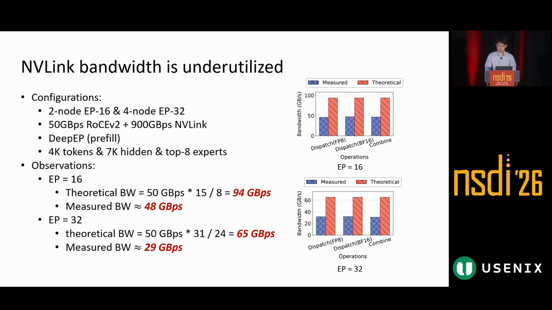Our second observation concerns bandwidth. Even though NVLink provides very high theoretical bandwidth, the measured algorithm bandwidth in DeepEP is still far below the actual upper bound, for both EP equals 16 and EP equals 32. This means the system is not fundamentally limited by the physical link itself, but by the way the data path is implemented.